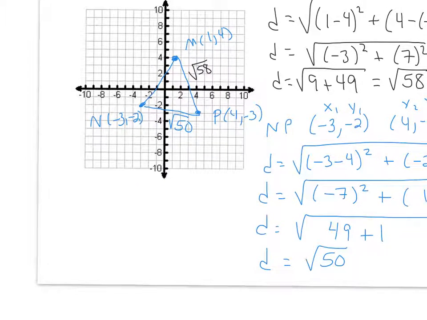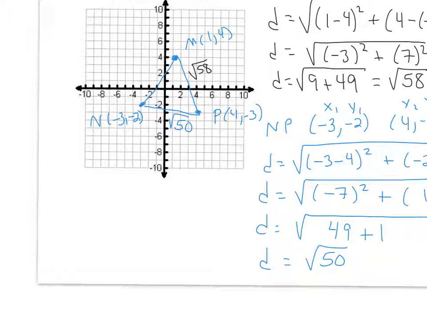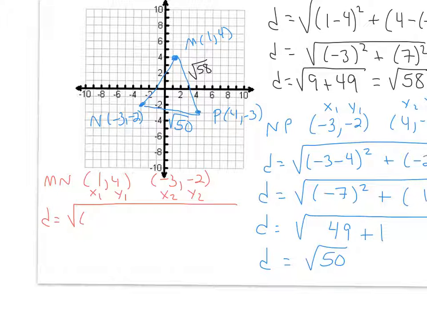So now our last side we'll do is MN. So I'll do the distance formula again. So M is 1, 4, and again doesn't matter. And N is negative 3, 2. And I'll call this one x1, y1, this one x2, y2. So the distance is going to be 1 minus negative 3, which will be added, plus 4 minus negative 2, which will be added.